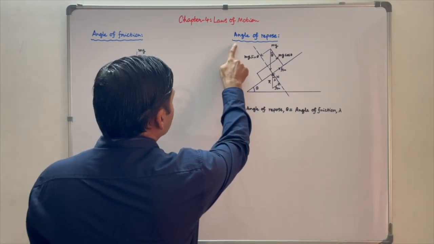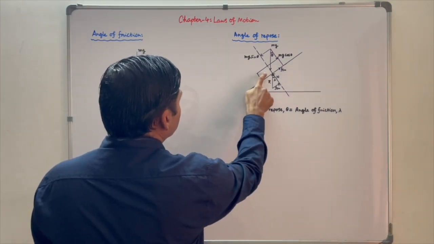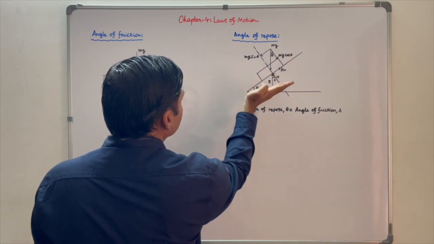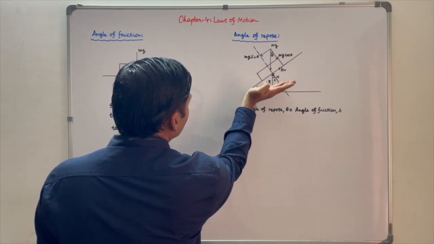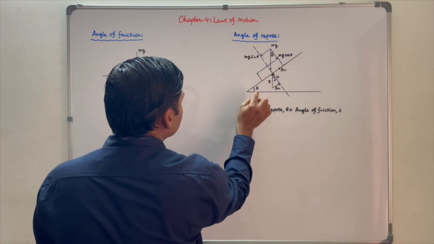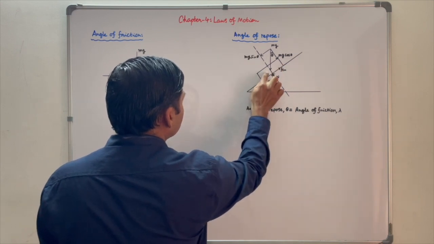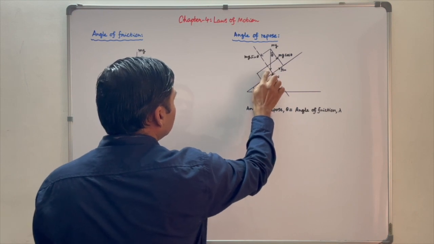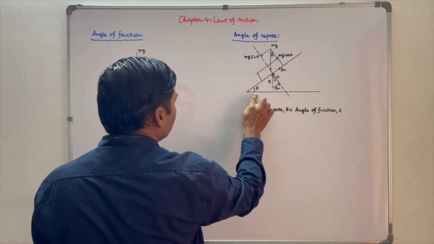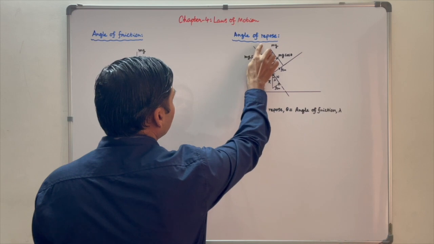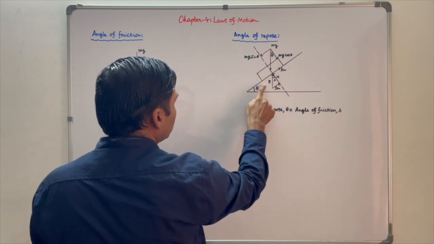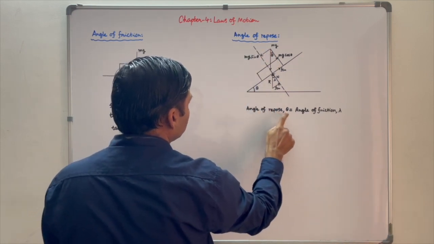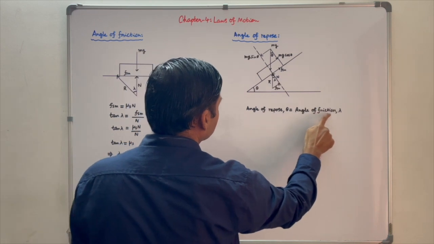Angle of repose. Suppose an object is kept on an inclined plane whose angle of inclination is slowly increased. At certain angle θ, this object will start sliding down the plane due to its own weight. That angle of inclination of the plane is called angle of repose. From this figure, it is clear that angle of repose θ is equal to angle of friction λ.